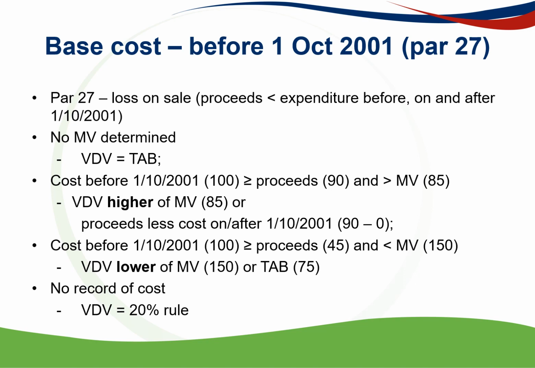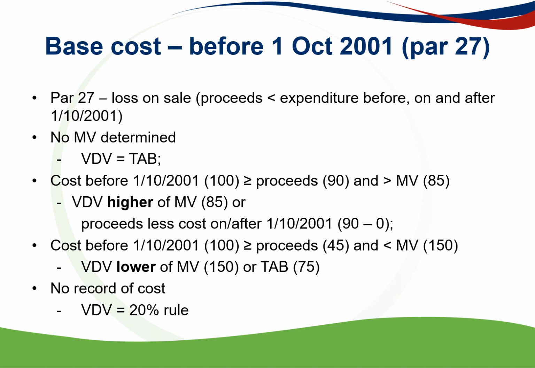Secondly, where the cost before 1 October 2001, let's say it was 100 Rand, is greater than or equal to the proceeds, let's say it's 90 Rand, so you can see there's a loss, and the cost before 1 October 2001 is greater than the market value, let's say it's 85 Rand. Then the valuation date value will be the highest of the market value, which is 85 Rand, or the proceeds less the cost on or after 1 October 2001. In this case, there was no cost on or after 1 October 2001, so it will be 90 minus 0, so 90 then will be the valuation date value.